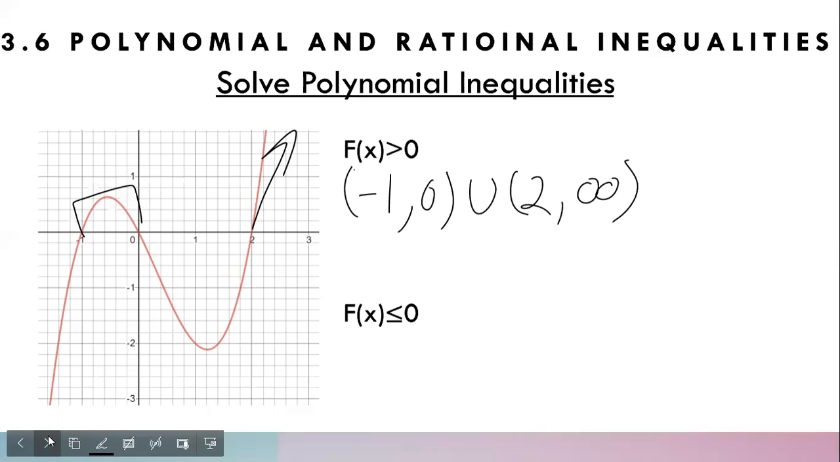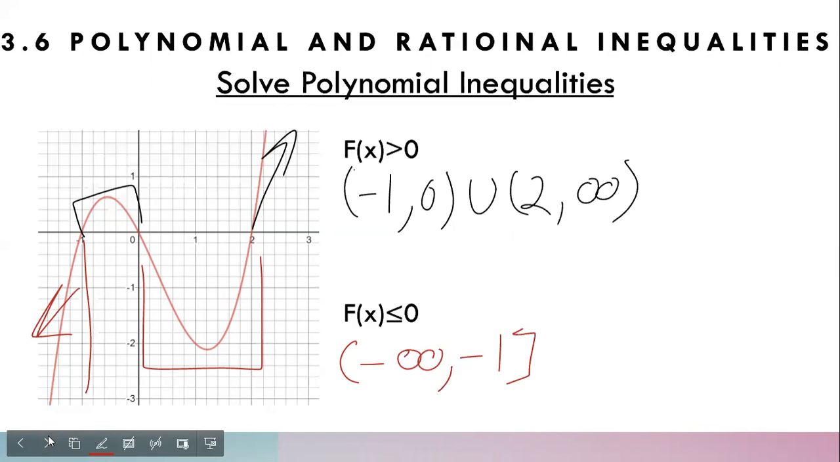So now the other inequality we have to solve is f of x is less than 0. So that would be this section past negative 1, and then this section from 0 to 2. So that would be negative infinity, comma, negative 1, bracket. And it's a bracket because they're inclusive and it's less than or equal to 0. And then also here, this is a bracket, 0, 2, and another bracket, because all of this is inclusive because it can be equal to 0.